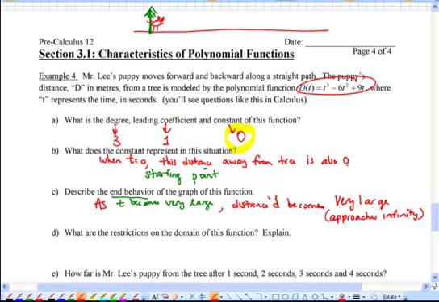Yeah, if you said that the restriction on the domain of this function is that t has to be bigger or equal to 0, you're correct. We're talking about t, which is time.